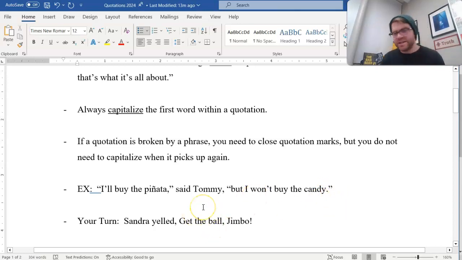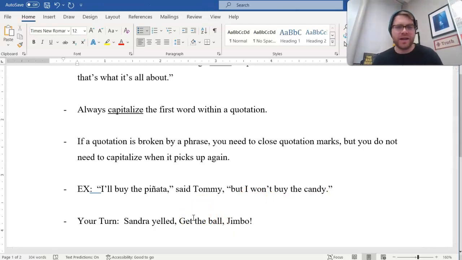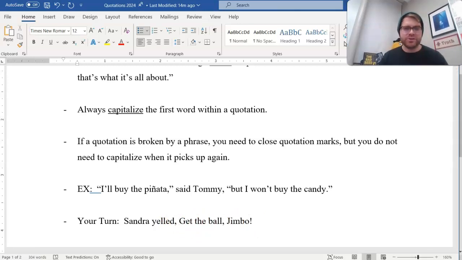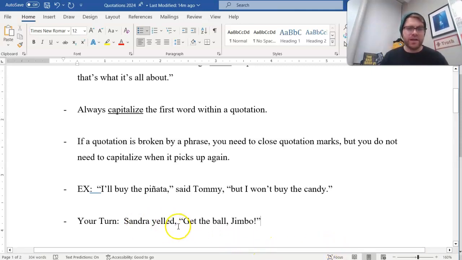There is a "your turn" sentence right there. I would encourage you to pause for a moment and try it on your own. Otherwise, I'm going to walk through it real briefly anyway. All right, so we've got Sandra yelled, comma, "Get the ball, Jimbo." There's a couple of reasons why it should be easy to place quotation marks before the G in get and after the exclamation mark. For one, we have Sandra yelled and a comma.